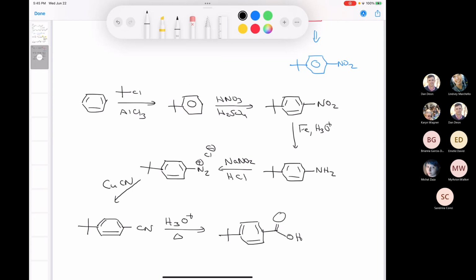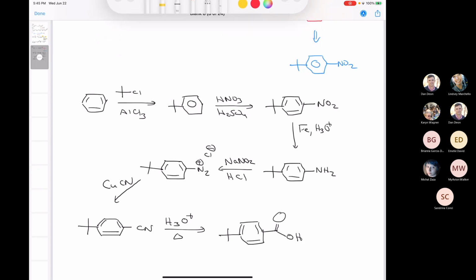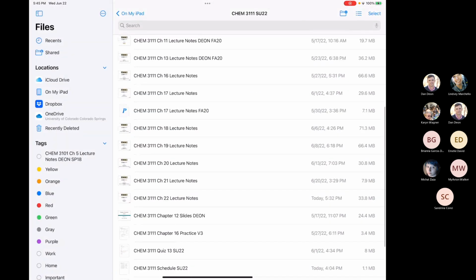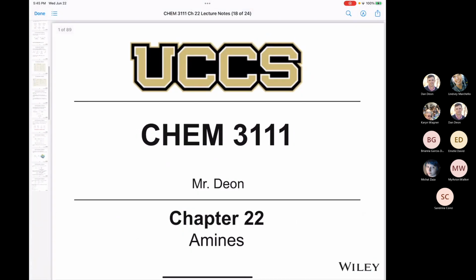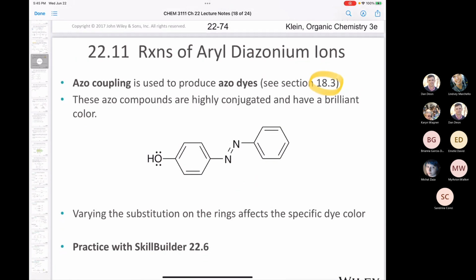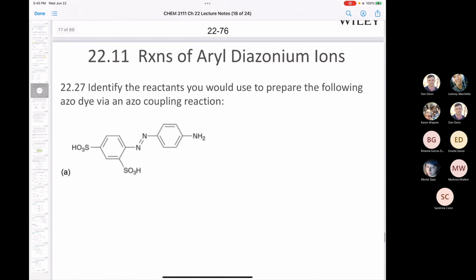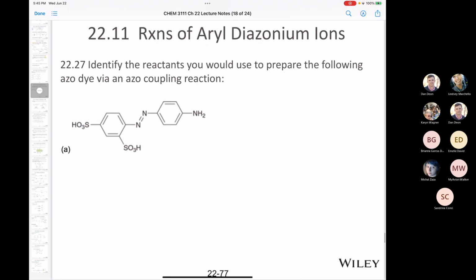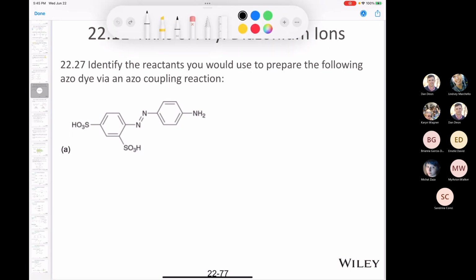Hey, let's try a question that involves making a diazo compound. So let me just go back to my slide. Just bear with me for a second here. Somewhere back here. Here. We were talking about diazonium ions and how you could make an azo dye. Well, there's a question that I have in here. Question 22.7. It says, identify the reactants that you would use to prepare this azo dye via an azo coupling reaction.